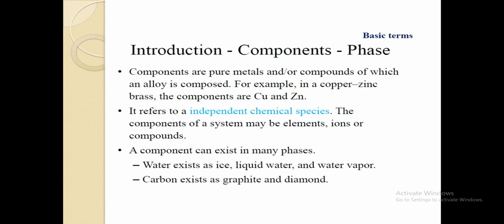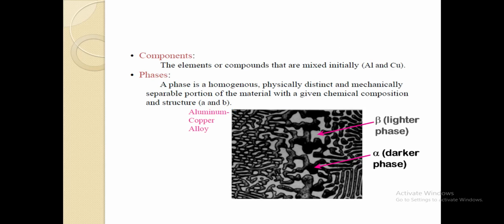A component can exist in many phases. Water exists as ice, liquid water, and water vapor. Carbon exists as graphite and diamond. Components: the elements or compounds that are mixed initially, aluminum and copper. Phases: a phase is a homogeneous, physically distinct and mechanically separable portion of the material with a given chemical composition and structure. Aluminum-copper alloy: this is beta, the lighter phase, and this is alpha, the darker phase.